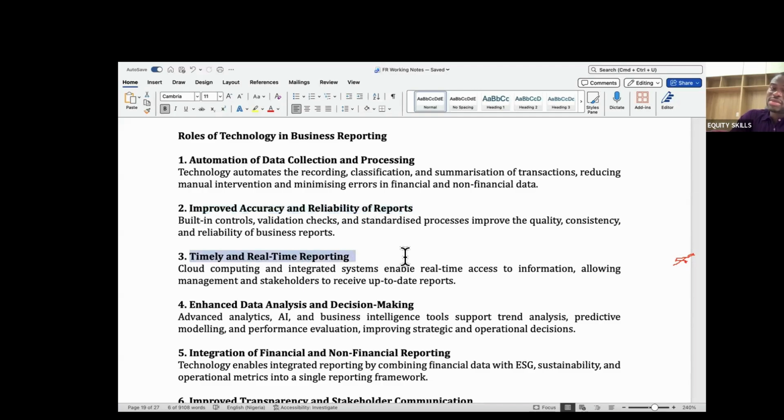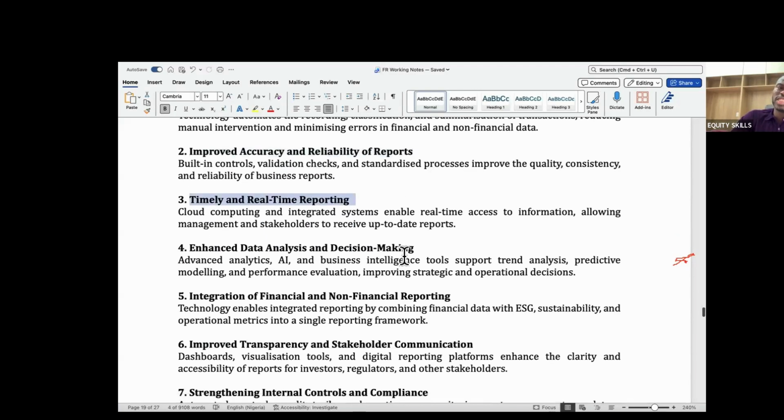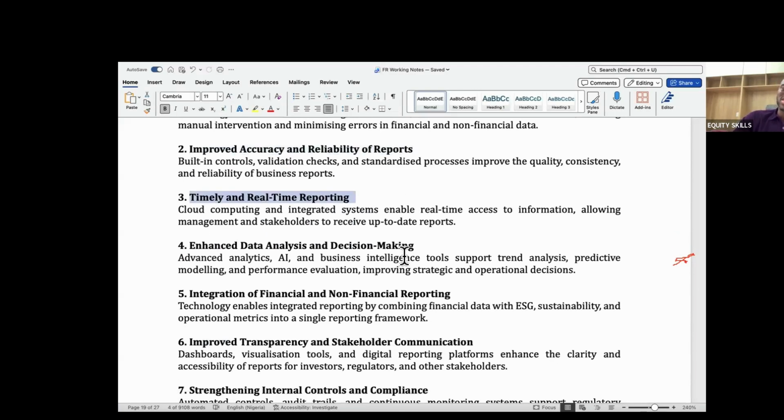Again, it's fast, it's timely, and it's real time. It does it fast and is real time, instant. Especially if it is cloud. If you are putting it on cloud, as soon as you enter it, anyone can view it anywhere in the world. And also it enhances data analysis and decision making.